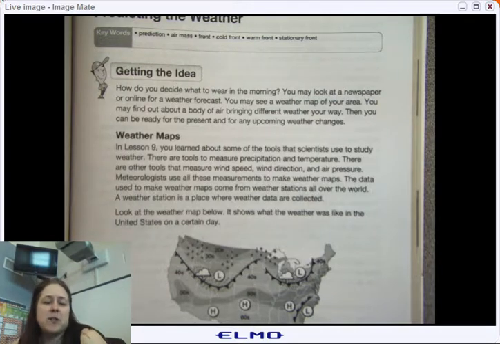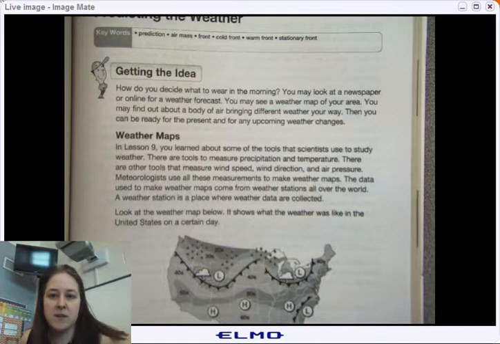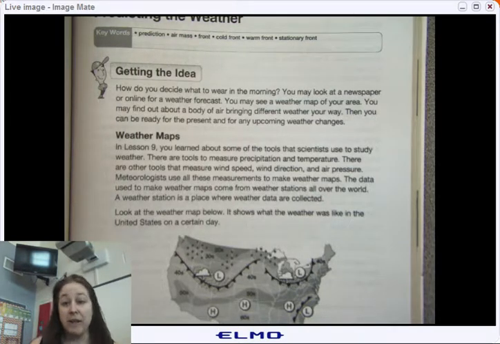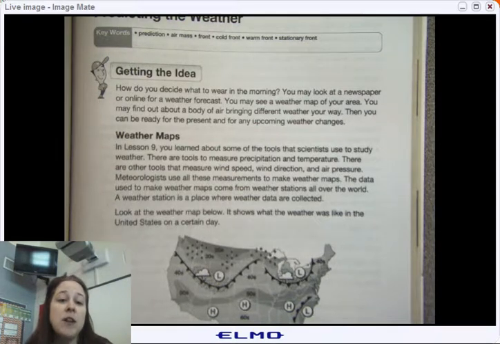How do you decide what to wear in the morning? You may look at the newspaper or online for the weather forecast. You may use a weather map in your area. You may find out if a body of air bringing different weather is on your way. Then you can be ready for the present and for any upcoming weather.